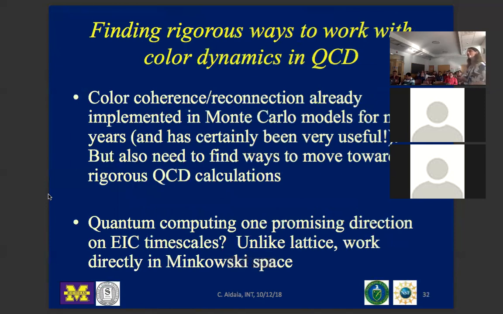So I think, with all this activity going on, it's going to be really important in the upcoming years to find rigorous ways to work with color dynamics in QCD. So color coherence and reconnection has already been implemented in Monte Carlo models for many years, and this has certainly been extremely useful. But we also need to find ways to move toward rigorous QCD calculations rather than string model type pictures. You want to be able to go beyond that.